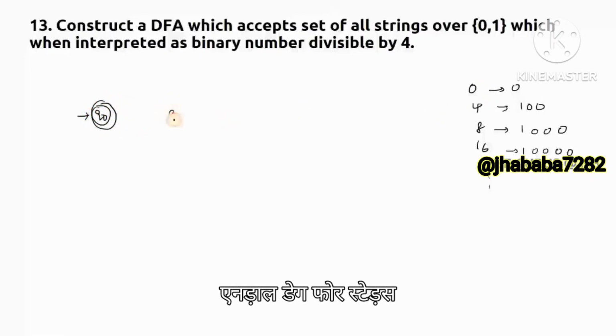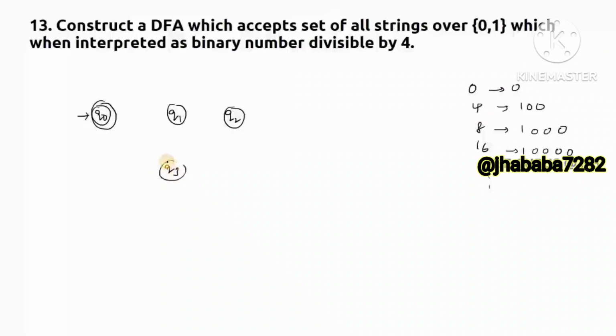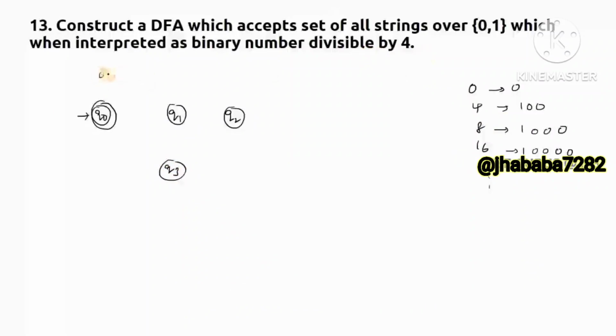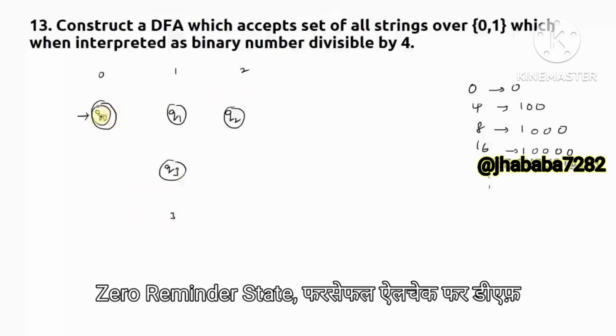And I'll take 4 states: Q0, Q1, Q2, Q3. Why? Because divisible by 4 means I'll get 4 remainders. One is the 0 remainder state, the 1 remainder state, the 2 remainder state, and this is the 3 remainder state.